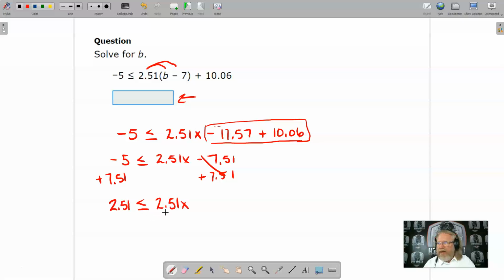That's really nice, isn't it? Because now I'm going to divide both sides by 2.51, and not 2.51x, just 2.51 divided by 2.51. Look what happens here. Those cancel each other, leaving us with just x, and 2.51 over 2.51, any number over itself, is equal to 1. So now I want my x on the left and my 1 on the right. It's pointing at the 1. It does have the equal portion, so it is x is greater than or equal to 1.